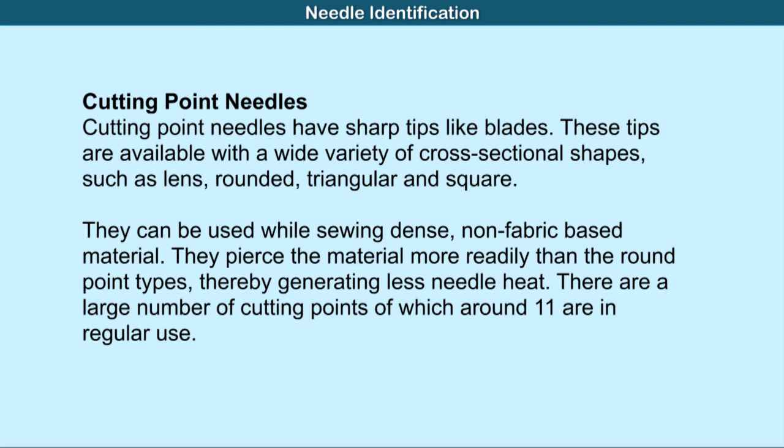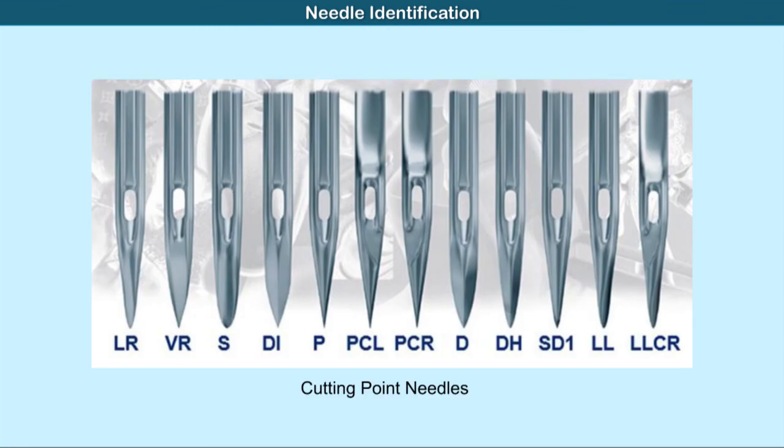They pierce the material more rapidly than the round point types, therefore generating less needle heat. There are a large number of cutting points, of which 11 are in regular use. Cutting points overview. Cutting points spear, cutting point wedges.